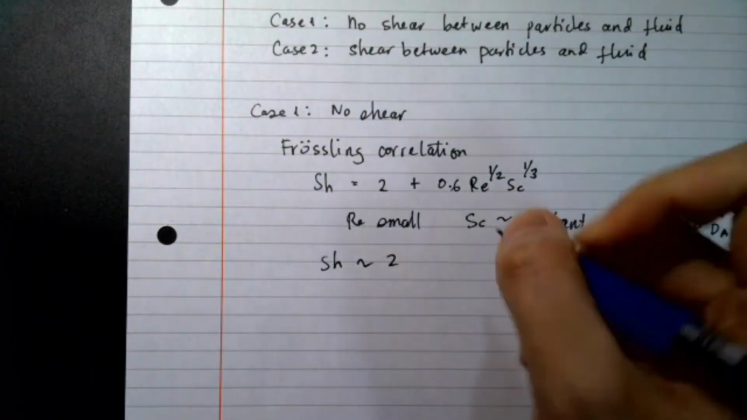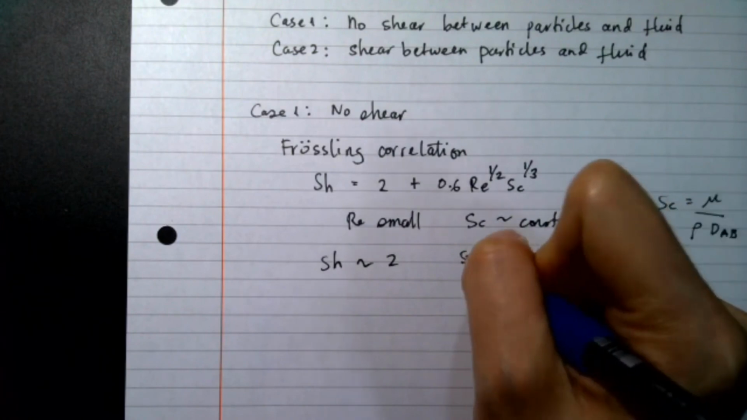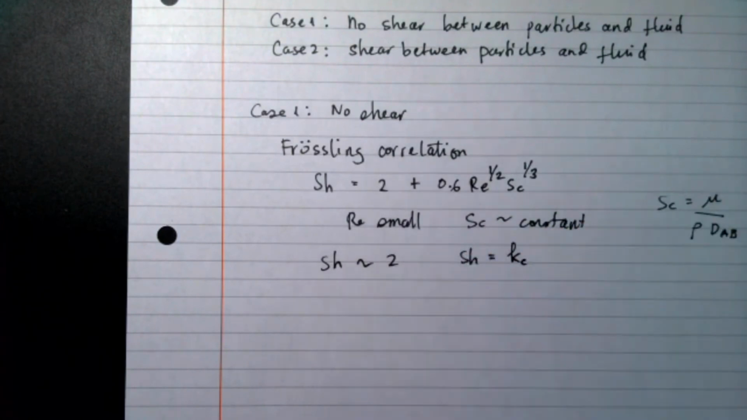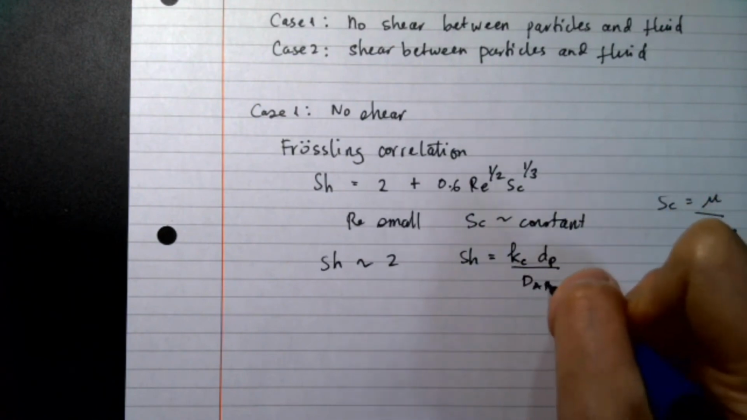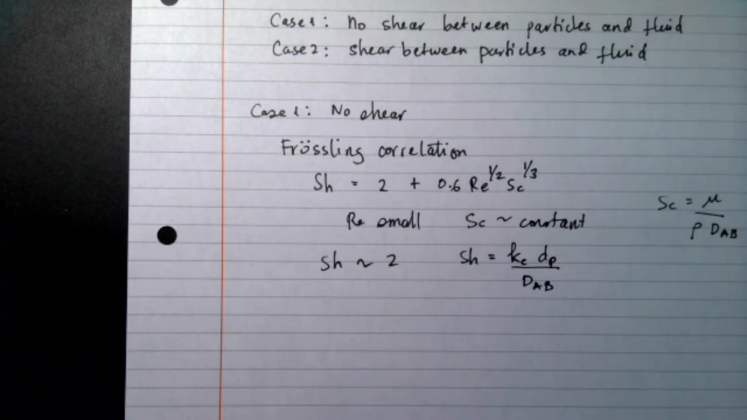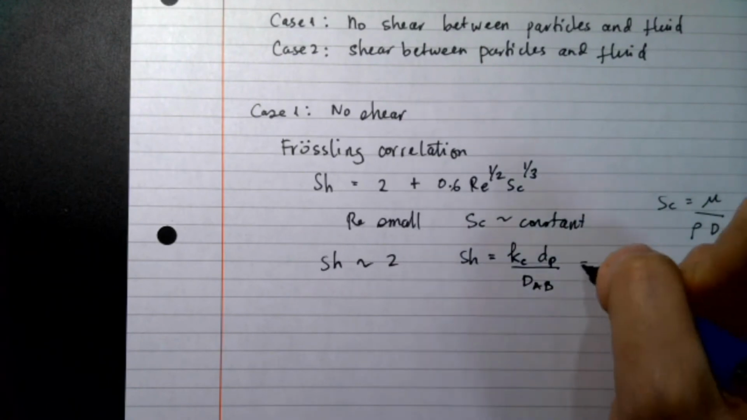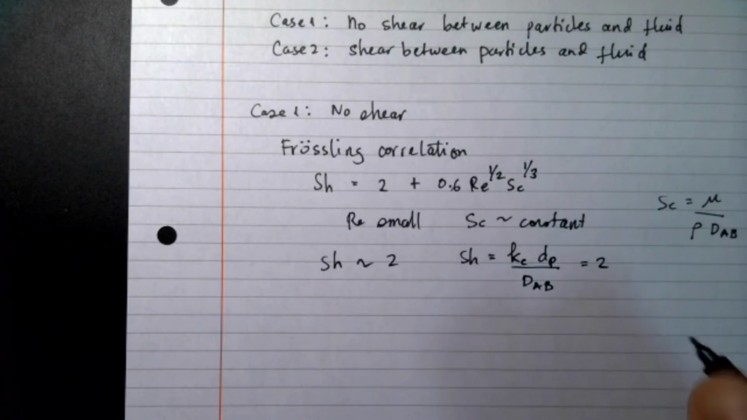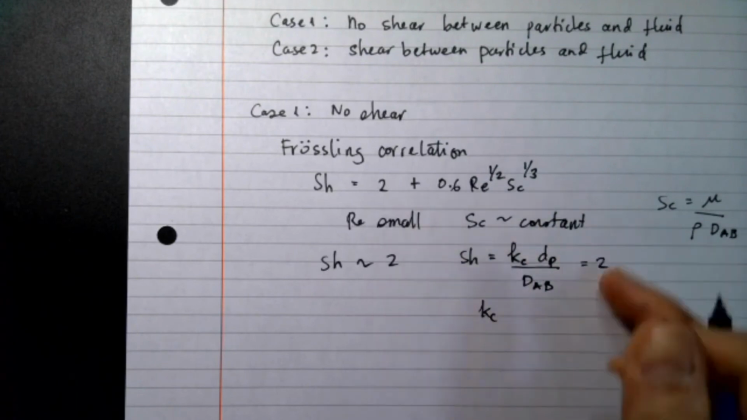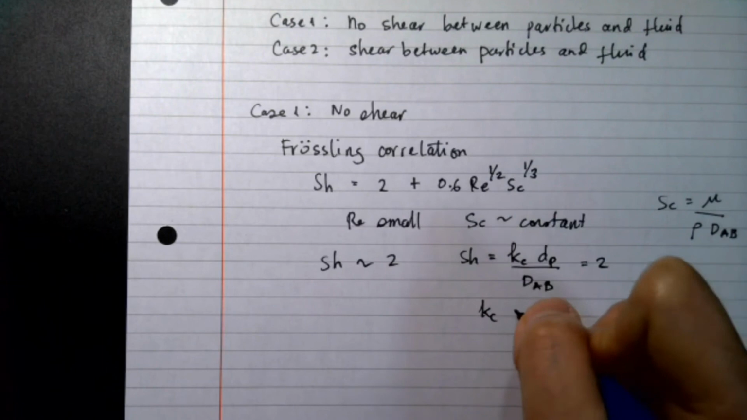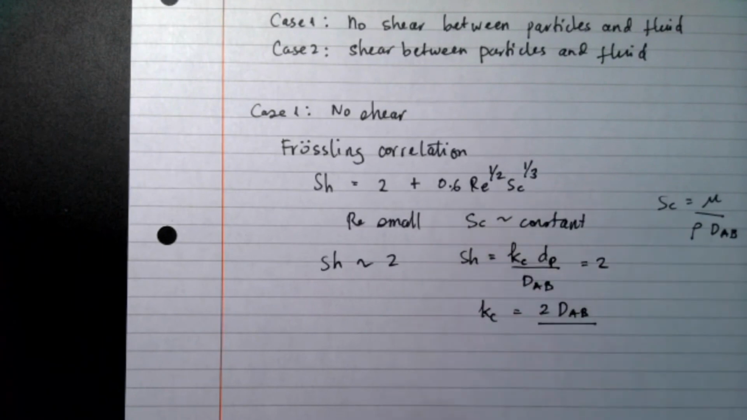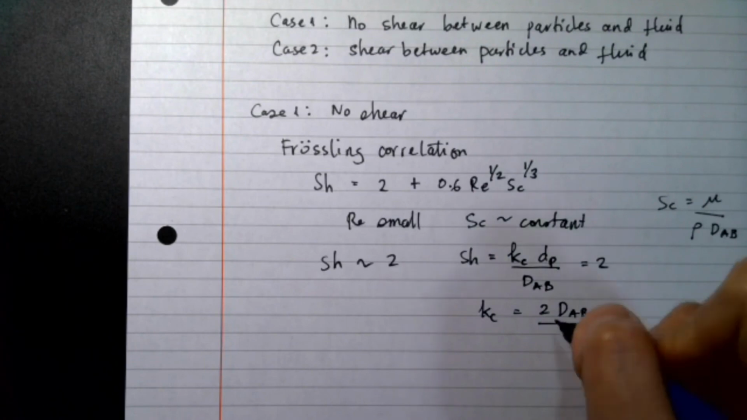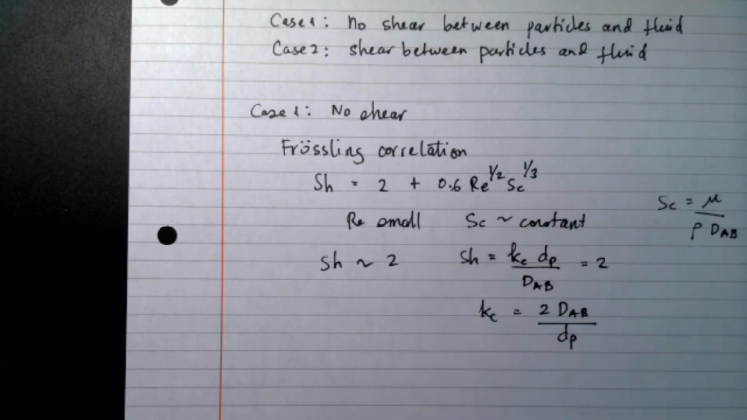And we know that the Sherwood number is equal to the mass transfer coefficient Kc times the particle diameter dp divided by the diffusivity of A and B. Okay? And this is equal to 2. So therefore, from here we can calculate Kc as 2 times the diffusivity of A and B divided by the particle diameter, dp.